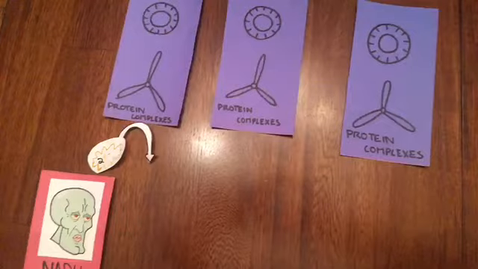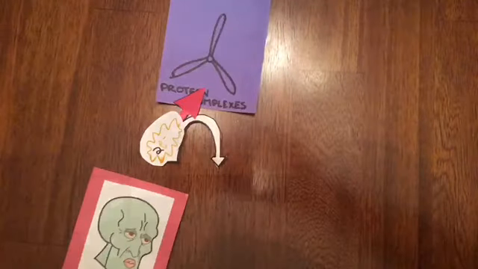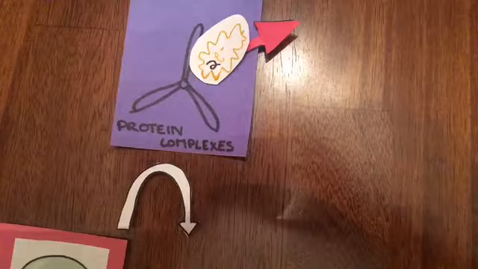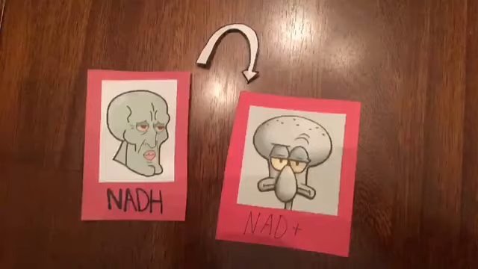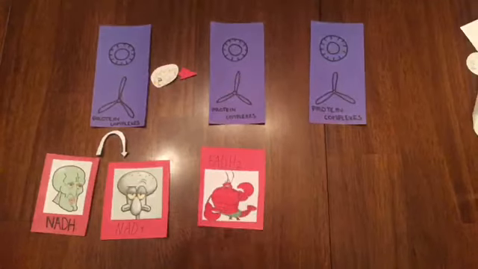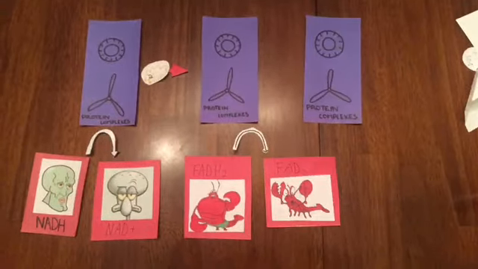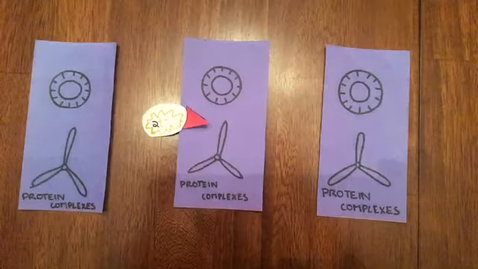This molecule releases its 2 electrons and 1 proton into the first protein complex, which results in the creation of NAD+. The molecule FADH2, or improved Larry the Lobster, enters the electron transport chain later in the chain than NADH. It also gives off its electrons and proton into a protein complex to make FAD.